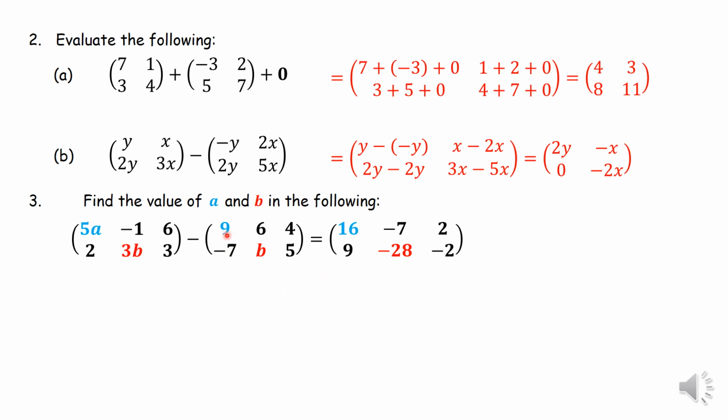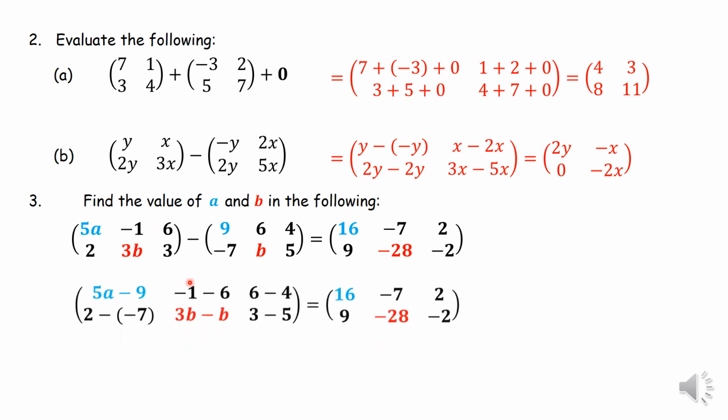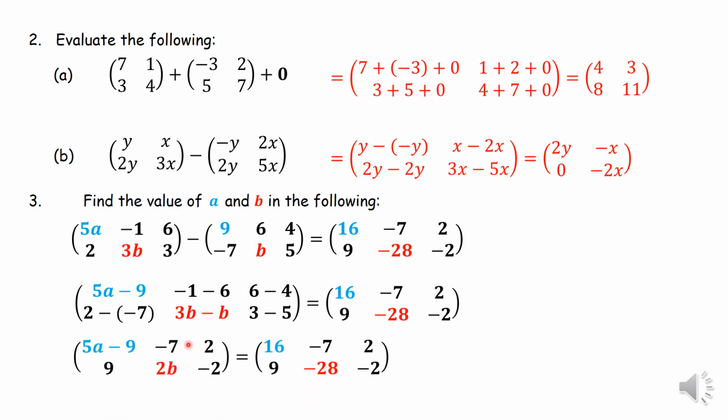Right, so what I will do here on the left, I'm going to simplify that part. 5a minus 9, and negative 1 minus 6, and 6 minus 4, and 2 minus negative 7, 3b minus b, and 3 minus 5. Okay, so if I clean this up, I'm going to get at the top negative 1 minus 6, which is obviously going to give me negative 7. And here I've got 5a minus 9, and so on.